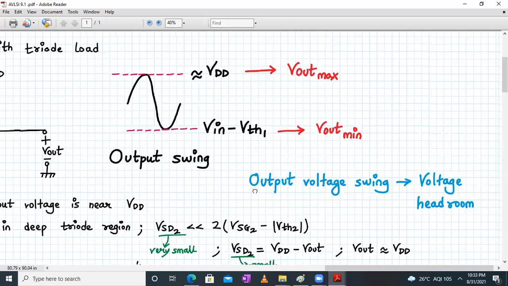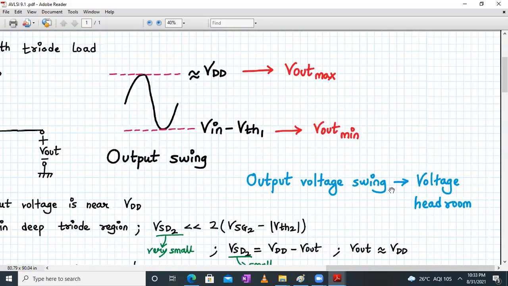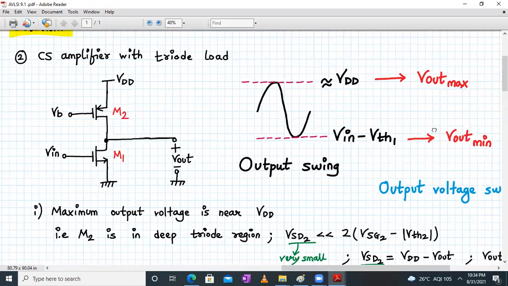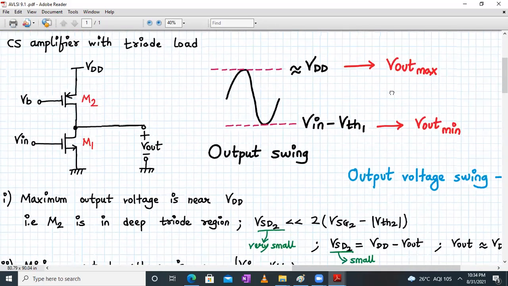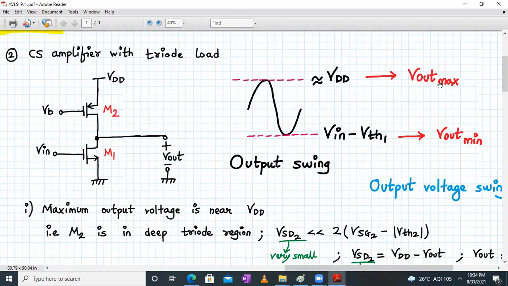Now remember, we will be using this term very often: voltage headroom. Output voltage swing is also called voltage headroom. Over here, we have already written the result, but we will have to intuitively see how its value comes. Here V out max comes out to be close to VDD and V out minimum comes out to be close to V in minus VTH1. So let's see how we got these values.